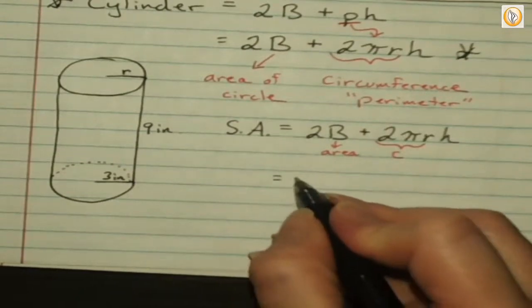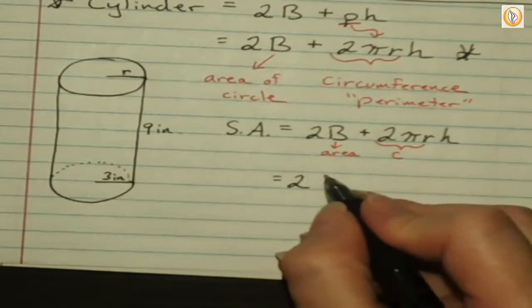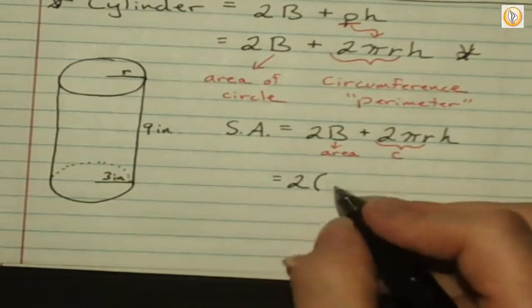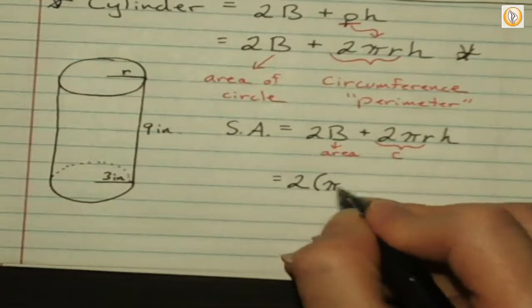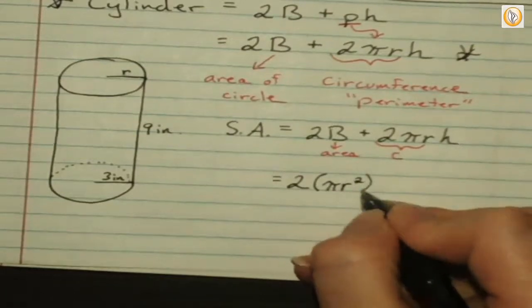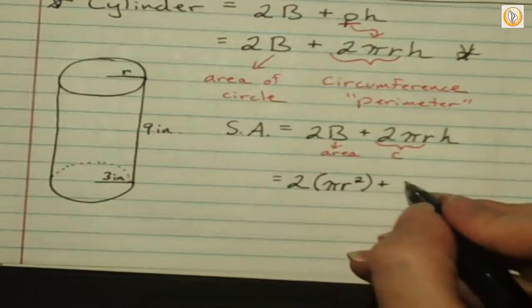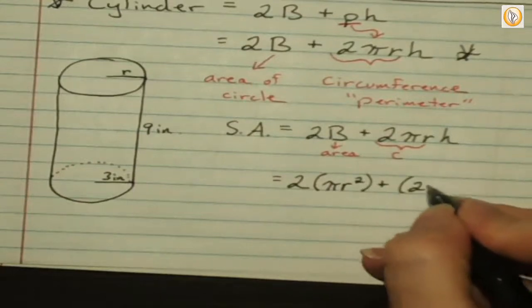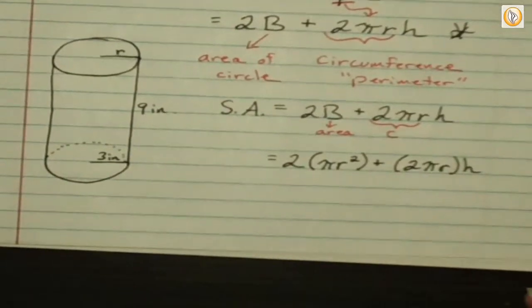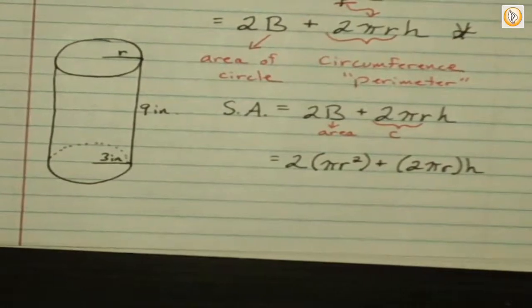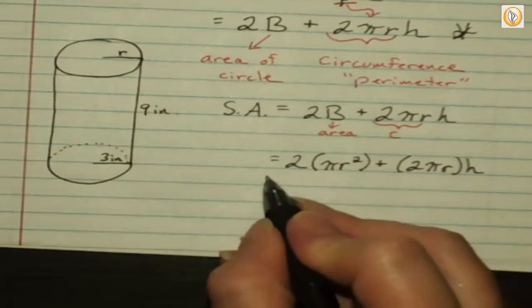So let's go ahead and start solving. What is the area of a circle? The formula. Pi r squared. There you go. Plus 2 pi r times h. Y'all see where I'm going with this? Step by step.